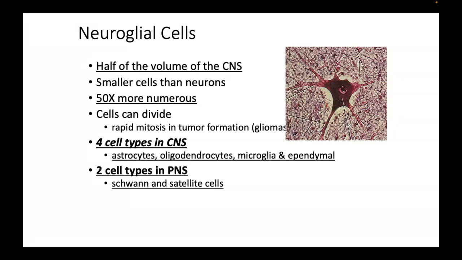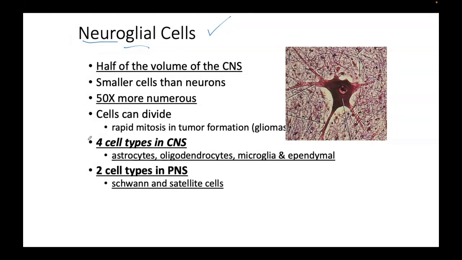Now that we've done the neuron, let's look at its helper cells called the neuroglial cells, which means nerve glue. What we're looking at in the middle, that's a neuron, and everything else around it that you see, those are neuroglial cells. They make up half the volume of the central nervous system. They're 50 times more numerous than neurons. They can divide and multiply rapidly. They're involved in different tumors called gliomas.